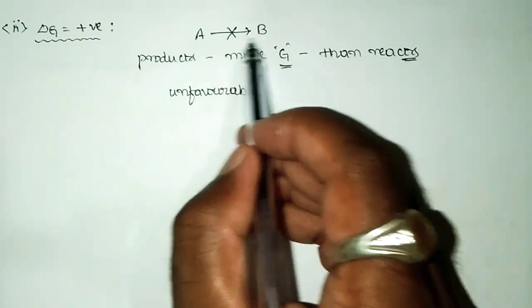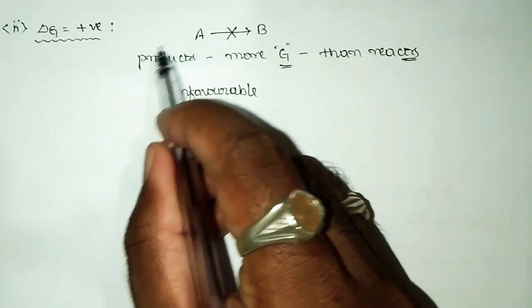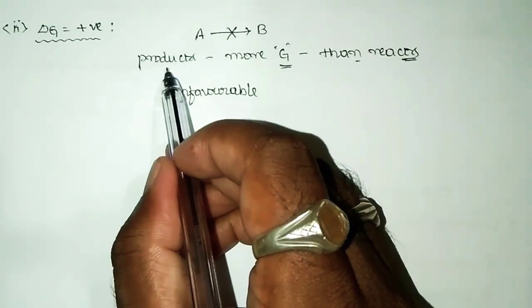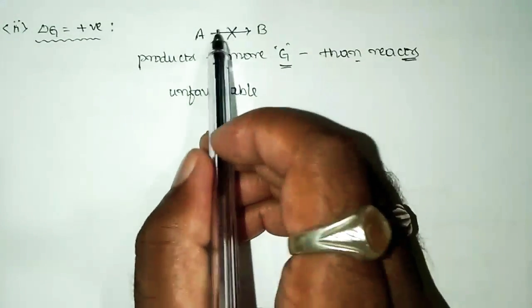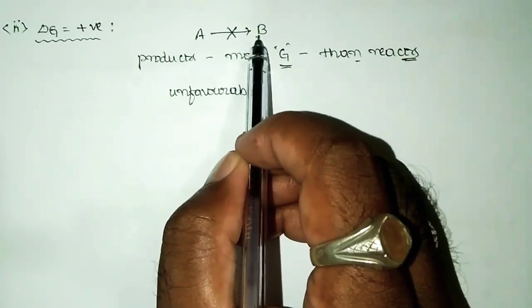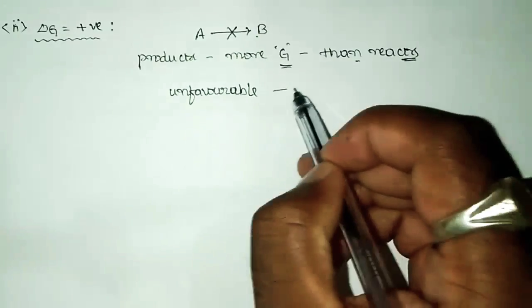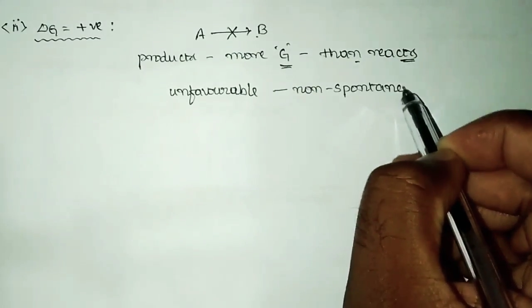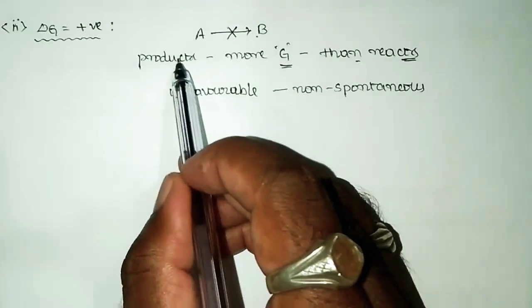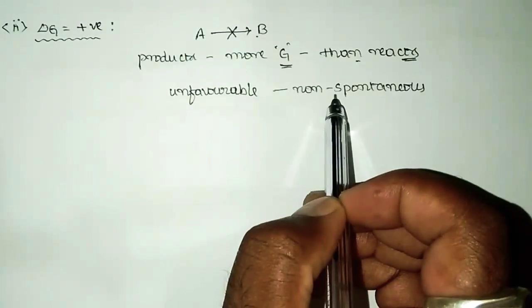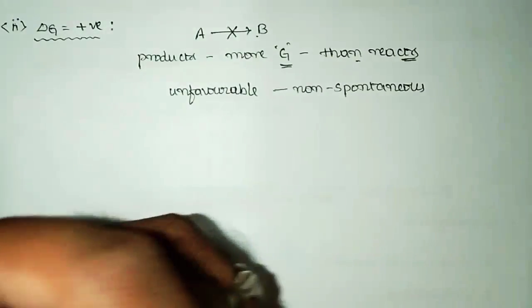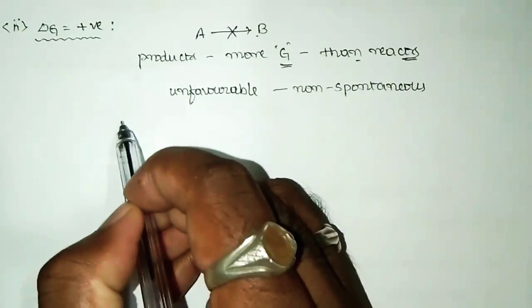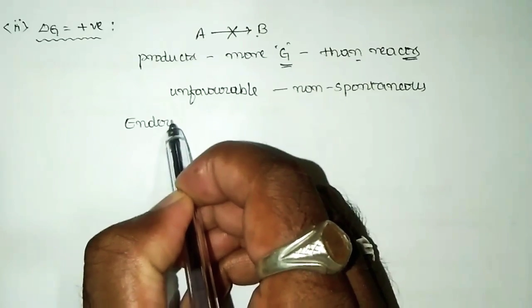But if you want to make the reaction take place, then we must provide energy to the reactants to make the energy of the reactants more than that of the products in order for the reaction to proceed to produce products. That means the reaction is not taking place on its own, that is, the reaction is non-spontaneous. Such reactions, which are thermodynamically unfavorable, non-spontaneous, and take place by the absorption of energy by the reactants, are called endergonic reactions.